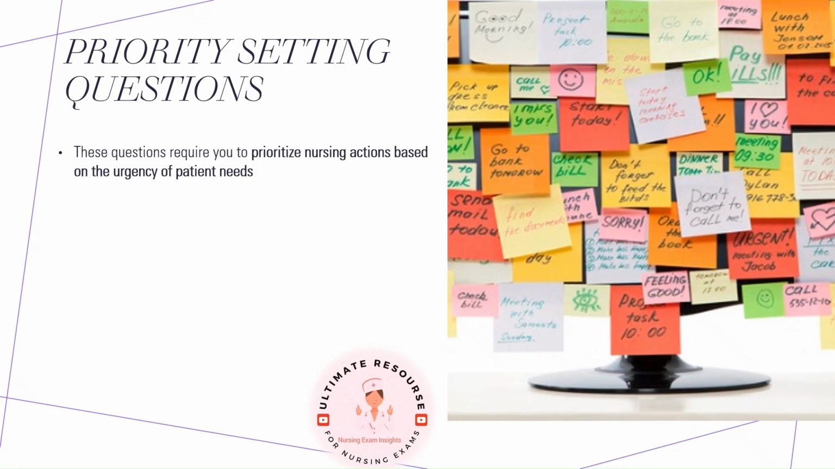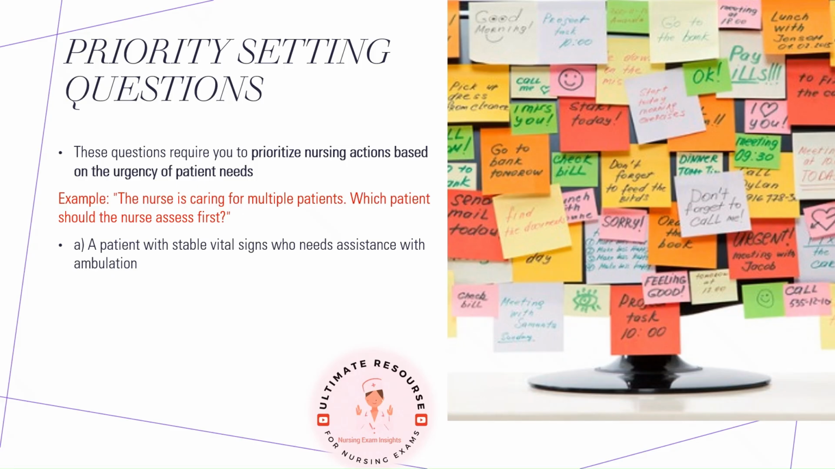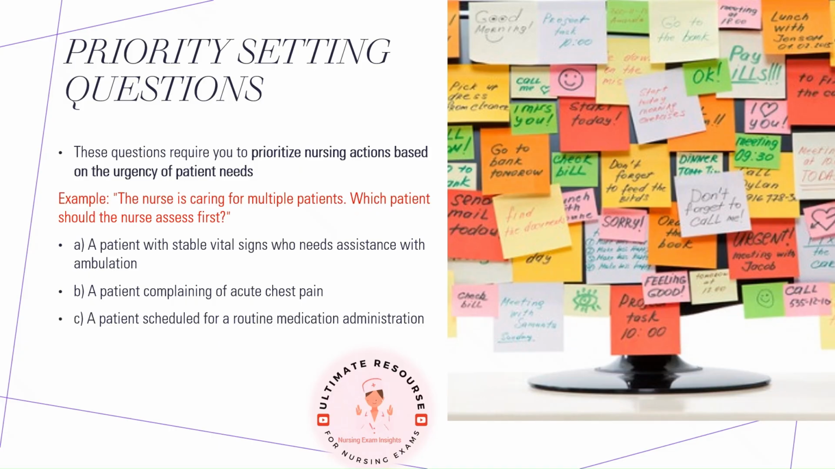Let's see an example for that. The nurse is caring for multiple patients. Which patient should the nurse assess first? A. A patient with stable vital signs who needs assistance with ambulation. B. A patient complaining of acute chest pain. C. A patient scheduled for routine medication administration. D. A patient requesting a glass of water.